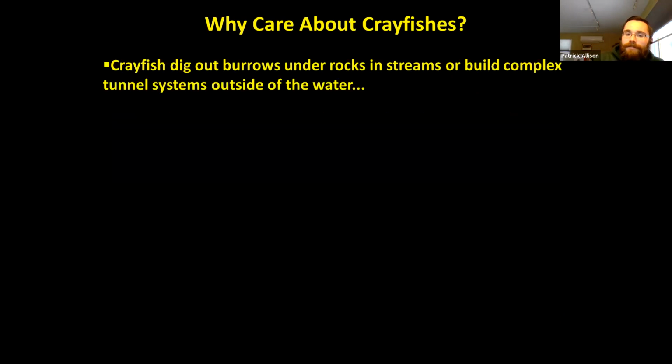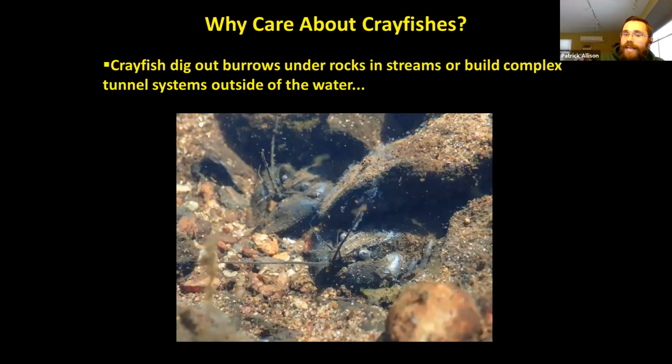So crayfish can end up digging burrows underneath rocks in streams. They'll create these shallow excavations underneath rocks, and they'll hunker down in there. You can see these are two spiny-cheeked crayfish down in the Quinnebog River.